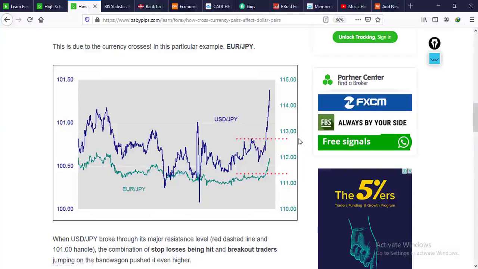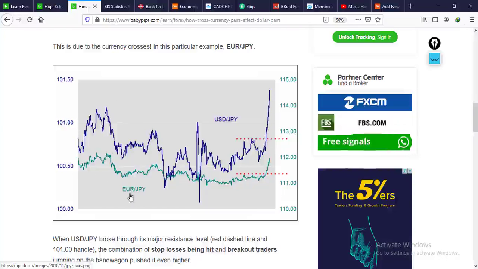Now this is the resistance level, the dotted red line, for the USD/JPY. When price got here, it took out stop losses, more breakout traders entered the market, and price even rallied to the topside. You on EUR/USD, your trade could barely break support.